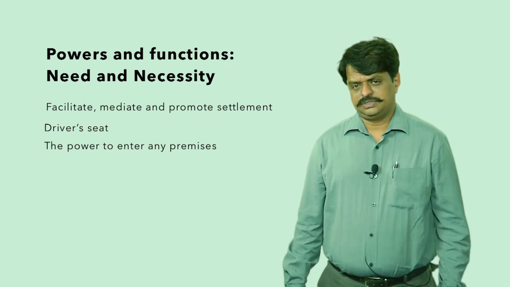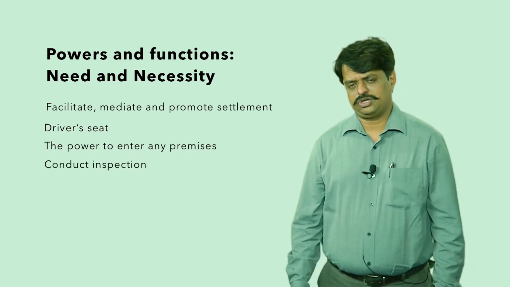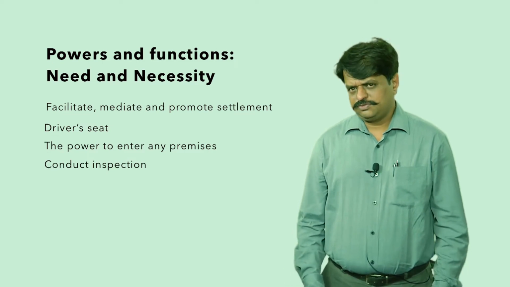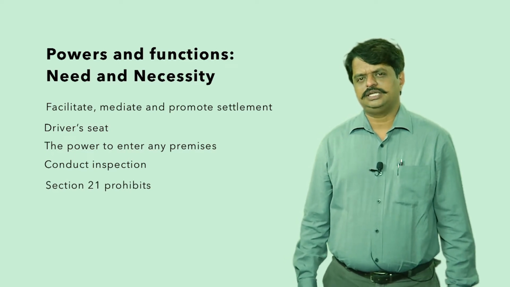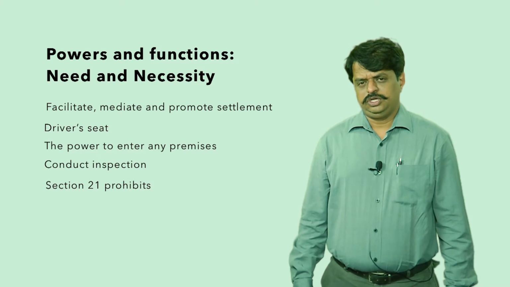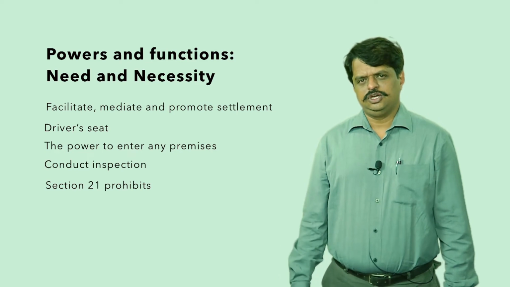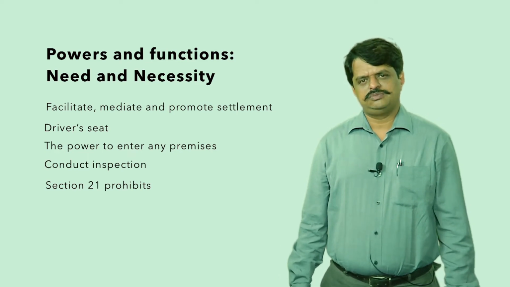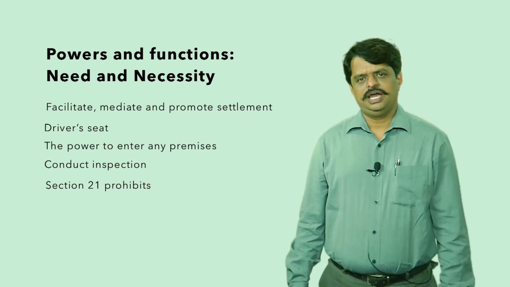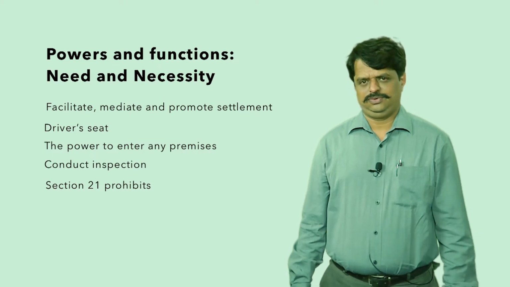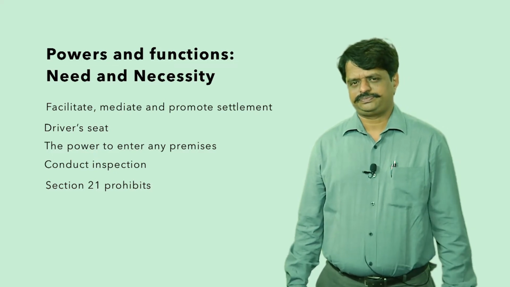The second important power is to conduct inspection. He can conduct inspection of the premises, documents, etc. What is the use of all these powers when section 21 of the Industrial Disputes Act clearly prohibits using the information collected during conciliation in any other proceedings? Whatever information he collects has to be kept with himself. It cannot be used in conciliation, and it cannot be given to any other authorities for their use. So, therefore, these powers have been given without much thought.